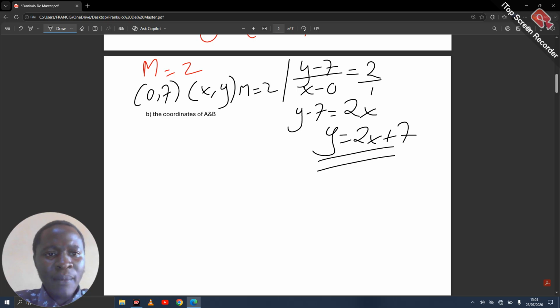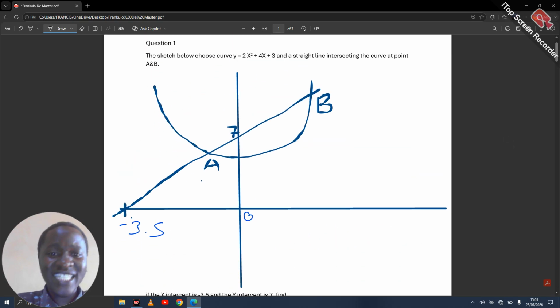Coming to part B, find the coordinates of A and B. Remember, for this question, a curve and a line are intersecting. Are you seeing? A curve and a line are intersecting, and that means they are equal. When two things meet, let me tell you a mathematics secret: when two things meet, that means that they are equal. So that means we equate the function and the equation of the line.